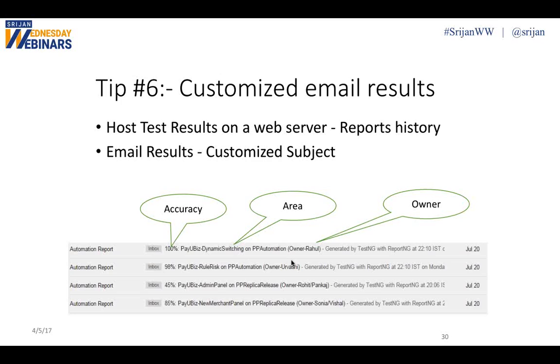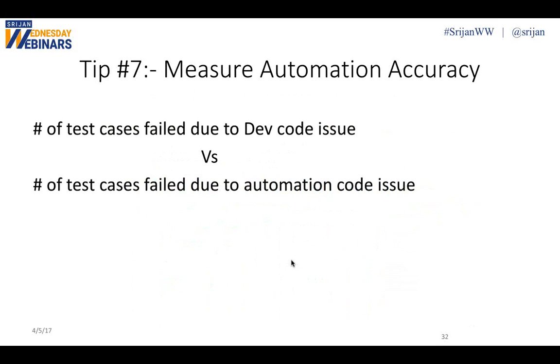Find out the number of test cases which failed due to a dev code issue versus the number of test cases which failed due to an automation code issue. In the same example, if 10 test cases fail because of the dev code issue and 10 test cases fail because of an issue in the automation test code, then your accuracy will be 90%, because 10 test cases failed because of the automation code issue. So the test cases are not 100% accurate. Accuracy is 90%. So for your automation test cases, measure the automation accuracy. That's tip number 7.